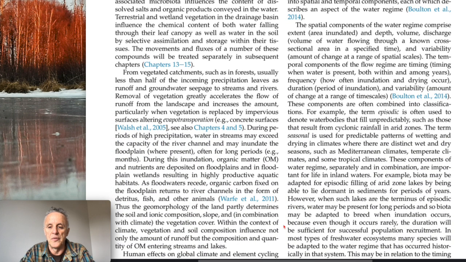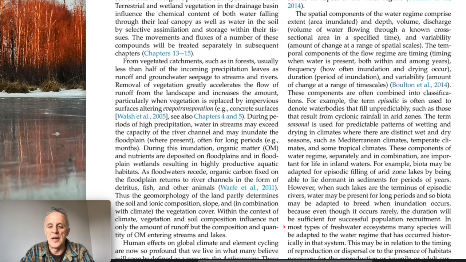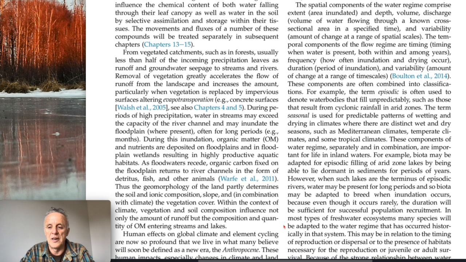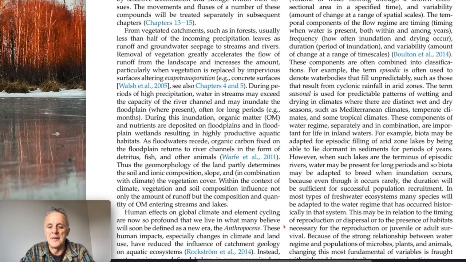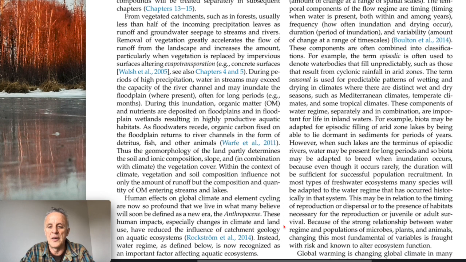The spatial components of the water regime comprise extent (area inundated), depth, volume in discharge (a known cross-sectional area in a specific time), and variability. The temporal components of the flow regimes are timing (when water is present) and variability. These components are often combined into classifications. For example, the term episodic is often used to denote water bodies that fill unpredictably, such as those that result from cyclonic rainfall in arid zones.